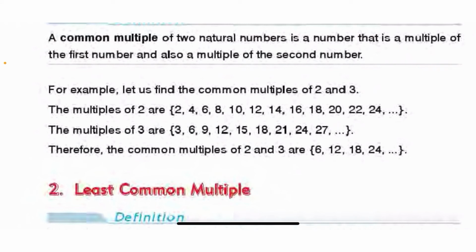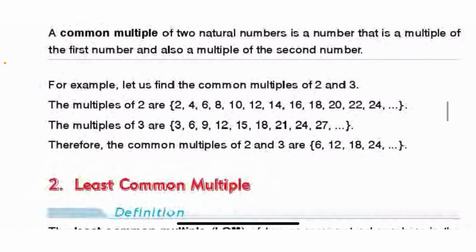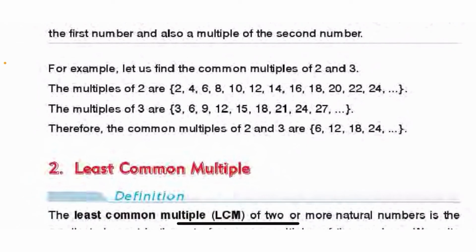The multiples of 2 are this set of numbers. They're all greater than 2: 12, 14, 16, 18, and the list goes on and on. And the multiples of 3 are 3, 6, 9, 12, 15, 18, and so on, yeah? And therefore the common multiples of 2 and 3 start with 6. The common multiples are 6, 12, 18, 24.